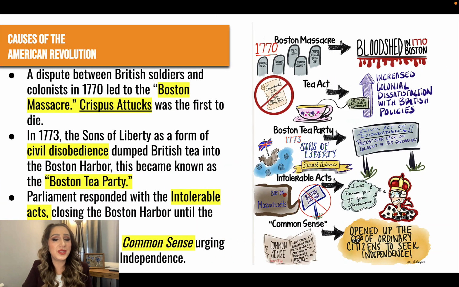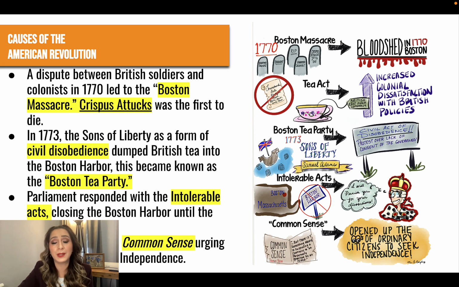A dispute between the British soldiers and the colonists in 1770 led to the Boston Massacre, where Crispus Attucks, an African American, was the first to die. In 1773, the Sons of Liberty, as a form of civil disobedience, ended up dumping the British tea that was in the Boston Harbor. They ended up dumping it into the water. This became known as the Boston Tea Party. More than 342 crates of tea were dumped in the harbor. This was British tea. So obviously, Britain was very upset that they had done this.